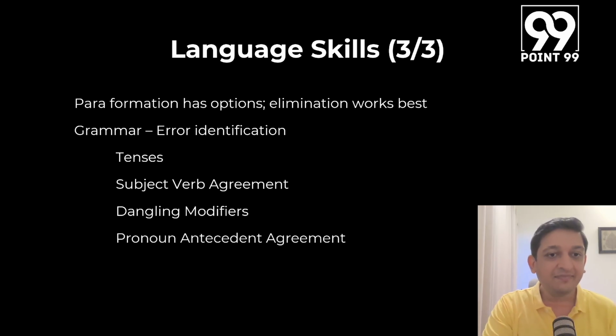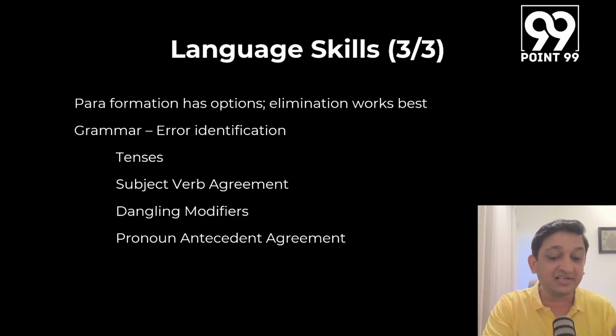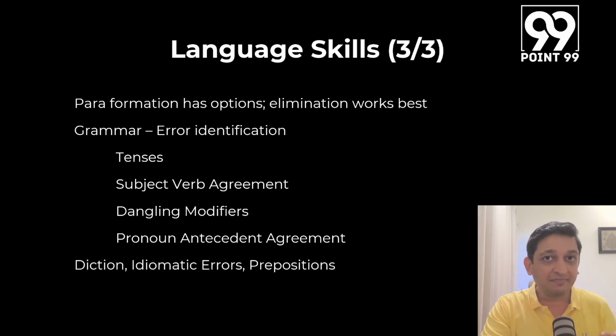The next error type is based on pronoun and antecedent agreement. So there is a pronoun that is present, there is an antecedent that will be present, and we have to understand which is the antecedent to which the pronoun is referring. And if there is some error or ambiguity there, then that will basically be the erroneous part of a particular sentence. We also have questions that are based on diction, idiomatic errors, and prepositions.